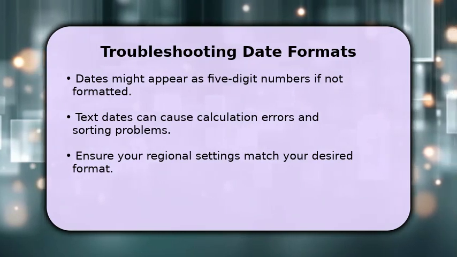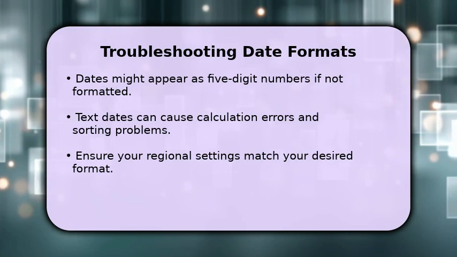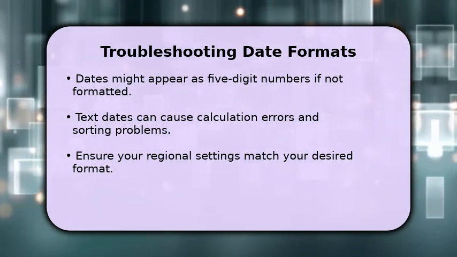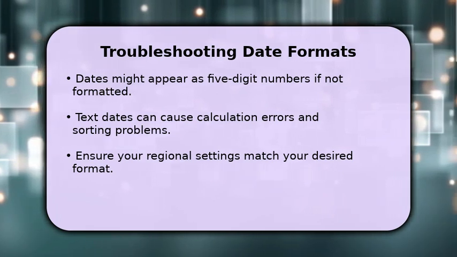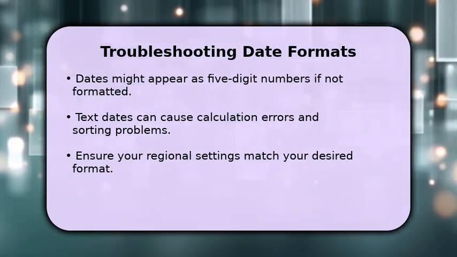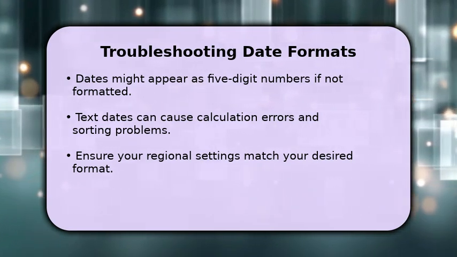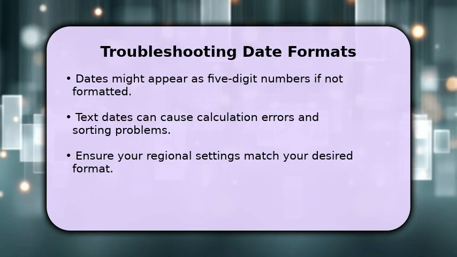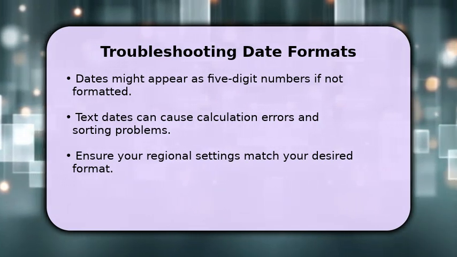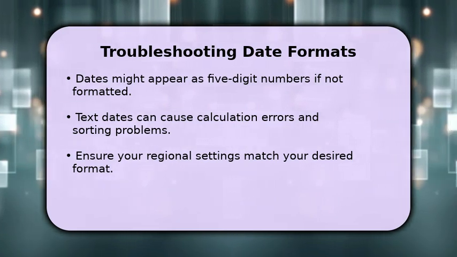Sometimes, dates might appear as 5-digit numbers, indicating a lack of proper formatting. Text dates, which Excel doesn't recognize as actual dates, can lead to significant calculation errors and incorrect sorting. Always verify your regional settings align with your intended date format to prevent display issues. If you have text dates, use the Text to Columns feature to convert them into a usable date format for accurate data analysis.